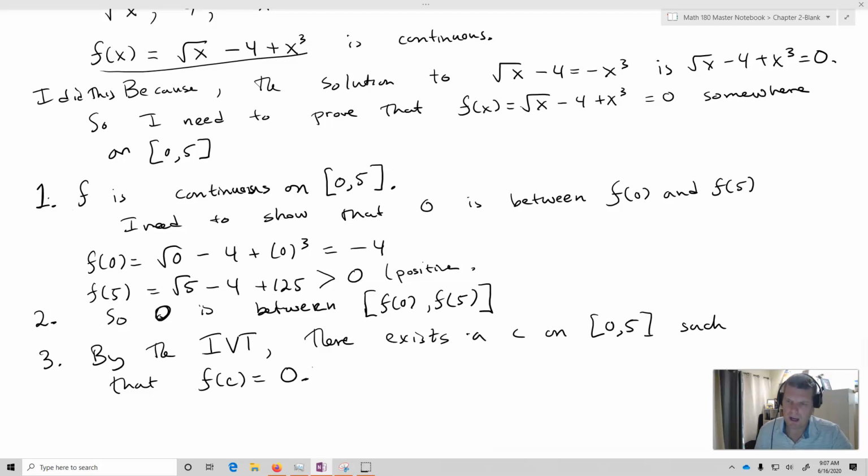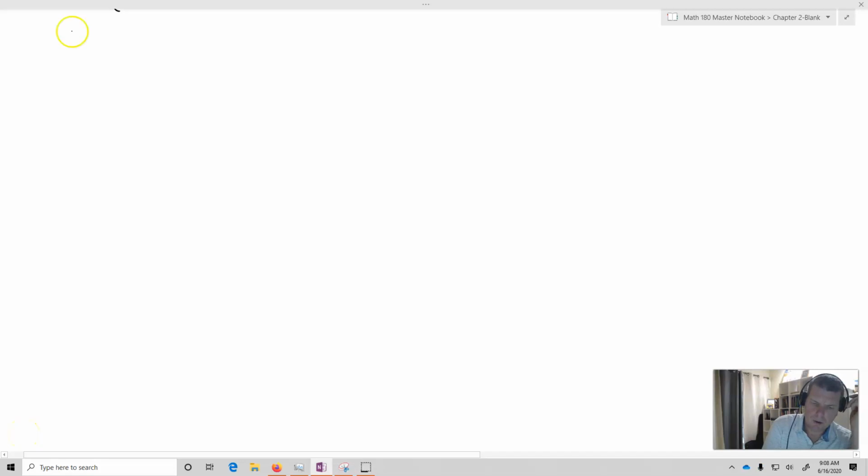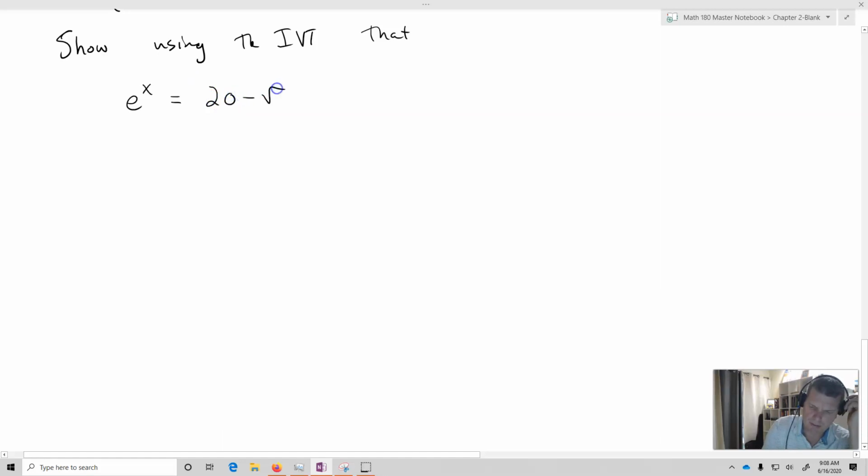We're going to do a couple more problems. I'm going to do one more problem here, and then we'll do another problem or two or maybe even three in class. All right. So let's say, for example, I want to do this. Show, using the IVT, that e to the x equal to 20 minus the square root of x is solvable. That we actually do have a solution for this.